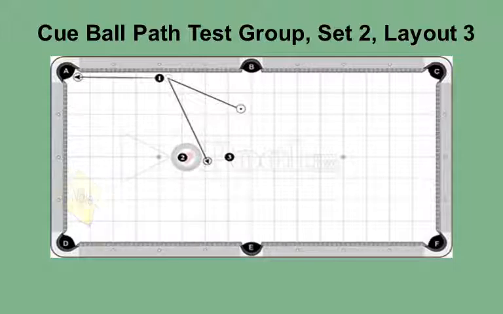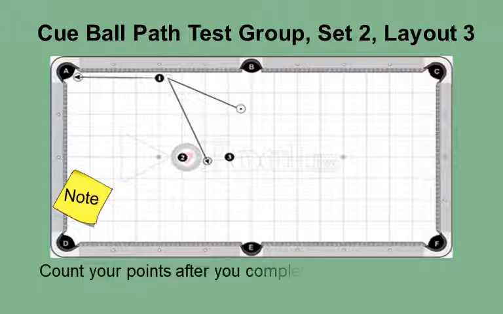Please note, when using this as an exercise, apply various speeds from soft to fast. Observe the results of every shot. When a similar situation comes up in a match, knowing what the cue ball will do at various speeds and spins will help you make a good shot decision. Count your points after you complete the 10 shots for this layout.